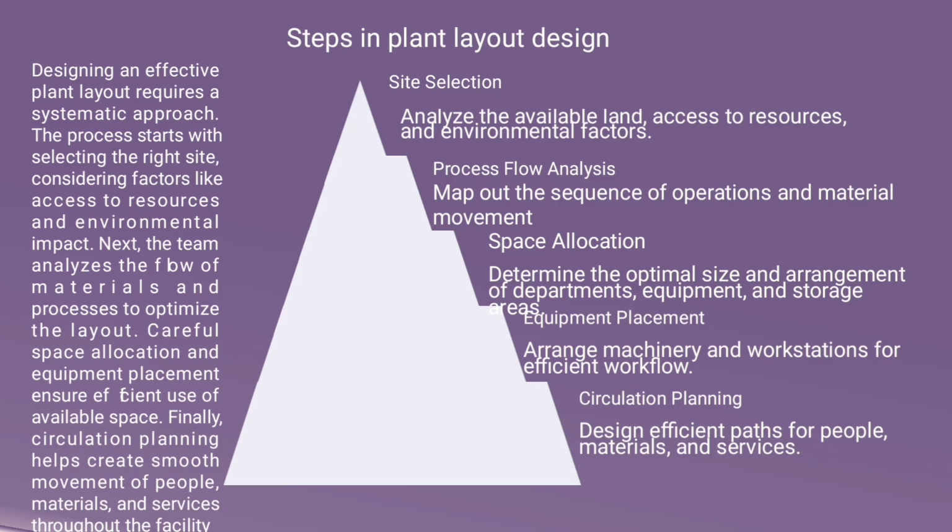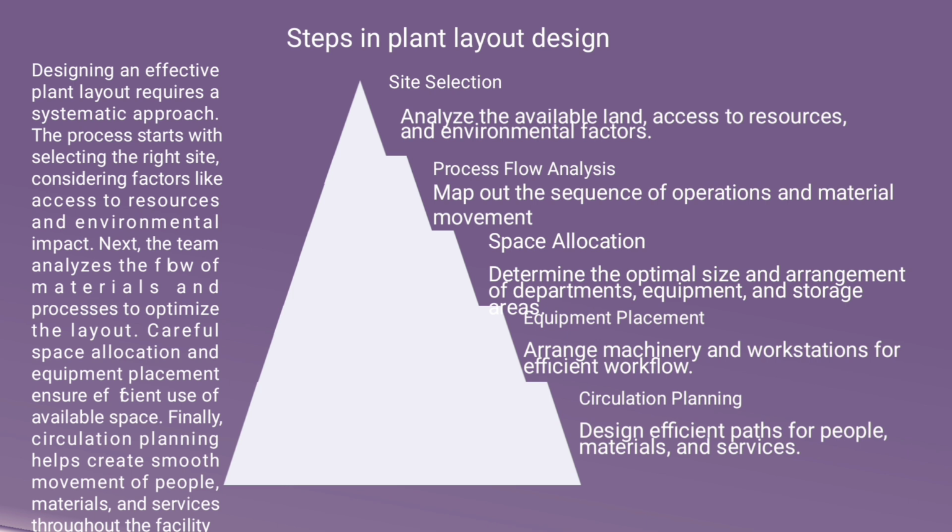Steps in plant layout design. Designing an effective plant layout requires a systematic approach. The process starts with selecting the right site, analyzing the available land, access to resources, nearest to market, nearest to logistic hub, transportation, and other environmental factors. By considering all these factors, you have to select a particular site or location or area in which you want to establish your venture.